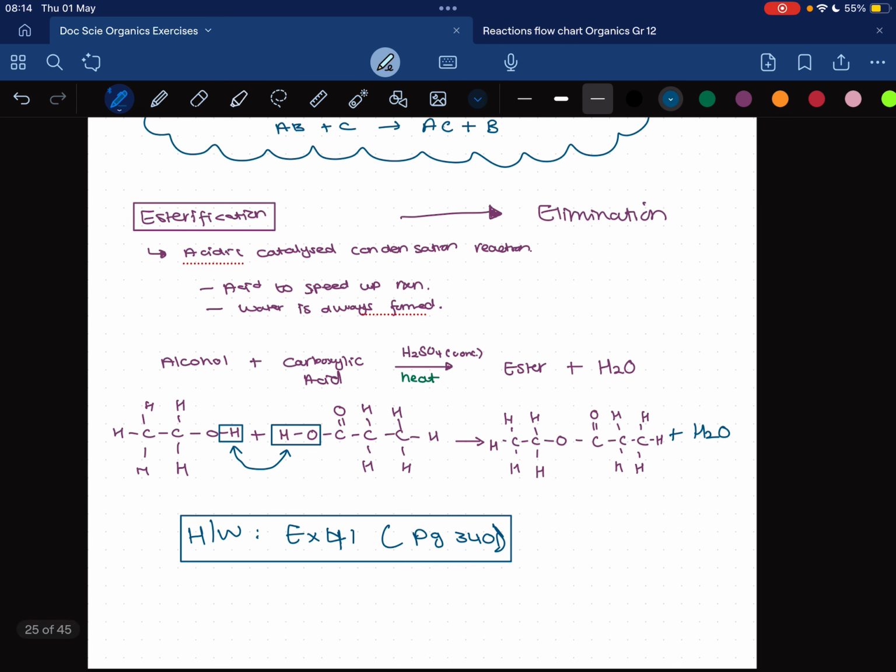And also now you can see that it's going to form that H2O product.